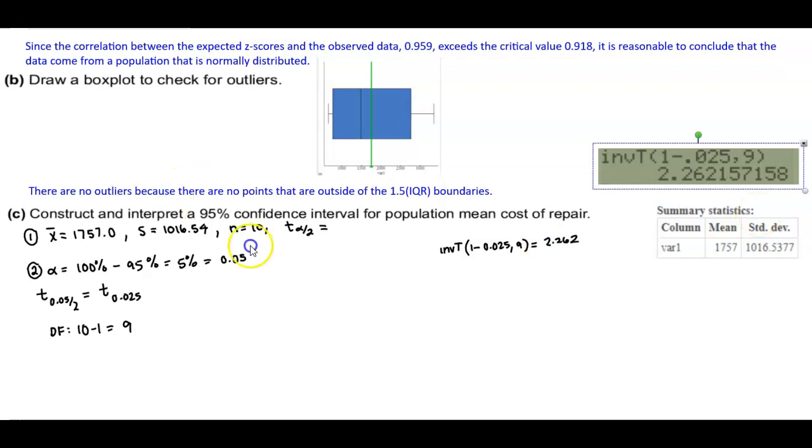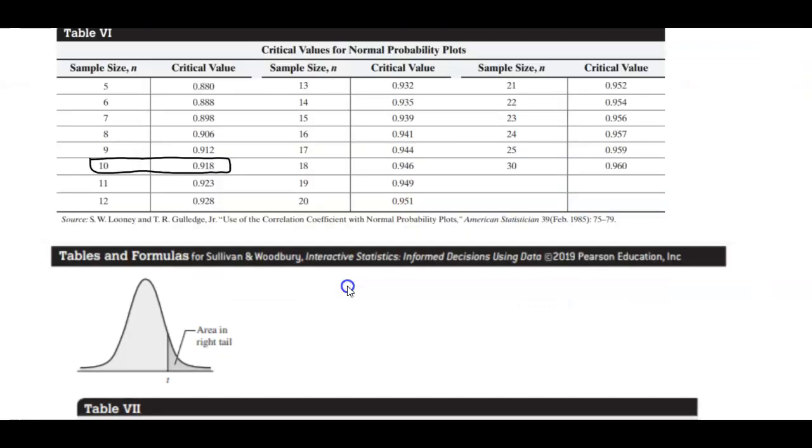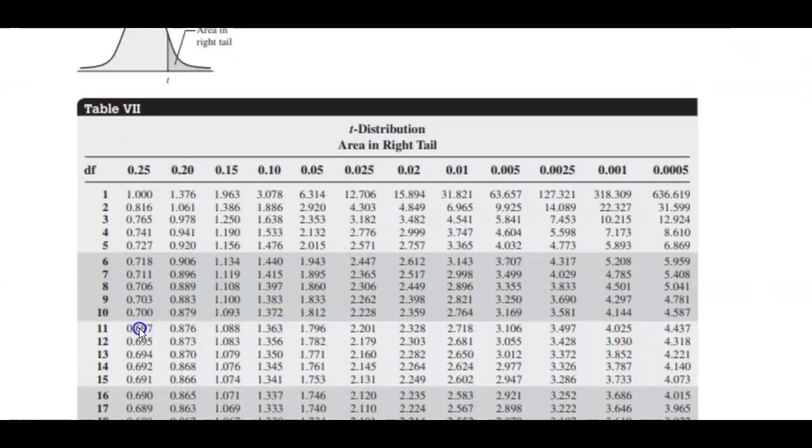Okay, now if we wanted to use the table, we're going to come down here. We know our degrees of freedom is 9, and our area is 0.025. And so you can see here that we get 2.262.